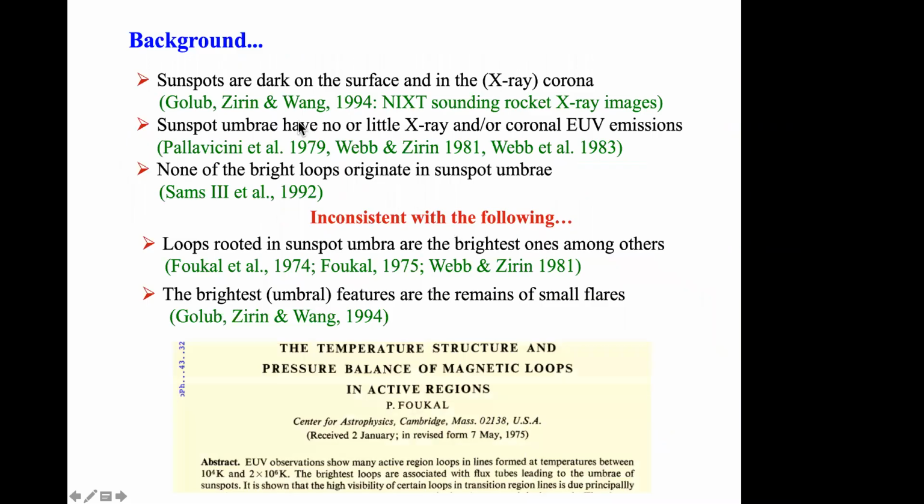Now, in the past, it has been found that sunspots are dark, not only on the surface, but also in the X-ray corona. None of the bright loops originate in the sunspot umbra, but it has also been reported that at least some of the loops rooted in the sunspot umbra are the brightest ones among others. The brightest loops are associated with flux tubes leading to the umbra of sunspots.